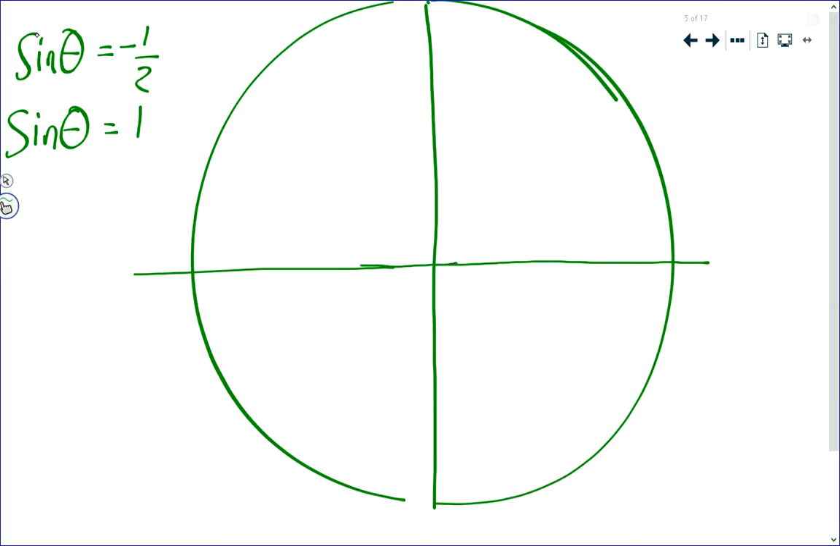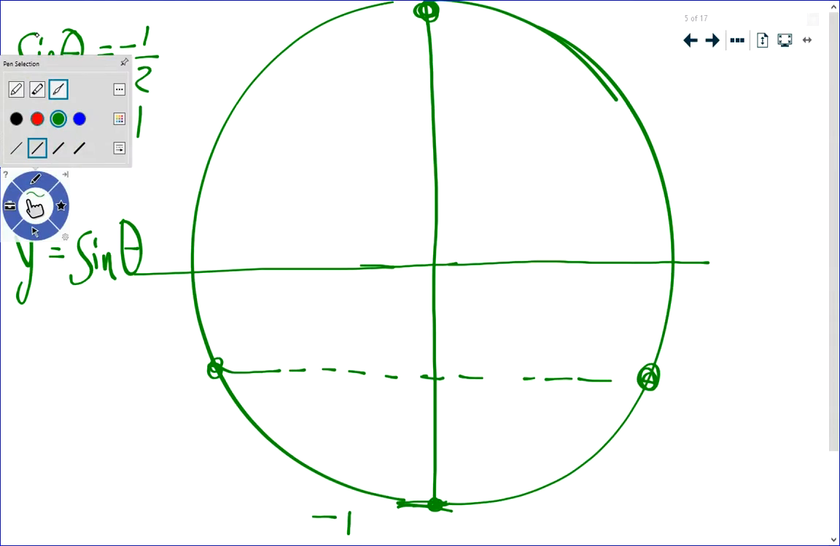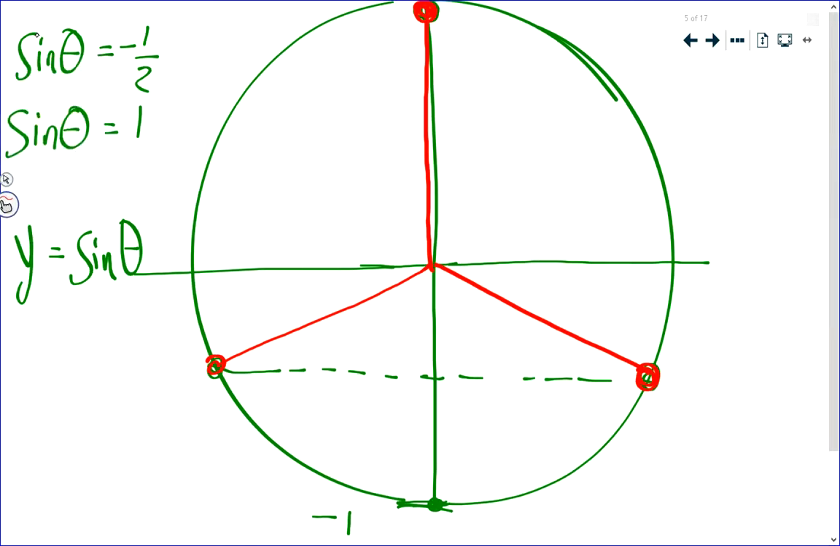So on the unit circle, sine is equal to negative 1/2. This is negative 1 for y. Remember, on the unit circle, y is equal to sine of theta. So if this is negative 1 at the bottom, negative 1/2 is halfway between that and the origin. We're talking here about this location and this location. Sine is 1 at the top. So you're talking here, everybody, about these three terminal arms. This one, and this one. So what are the angles that give us those locations?